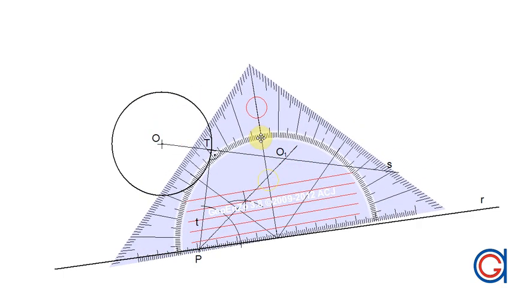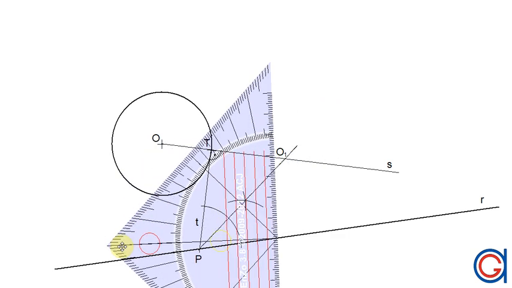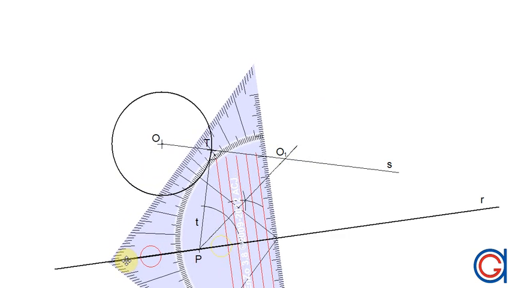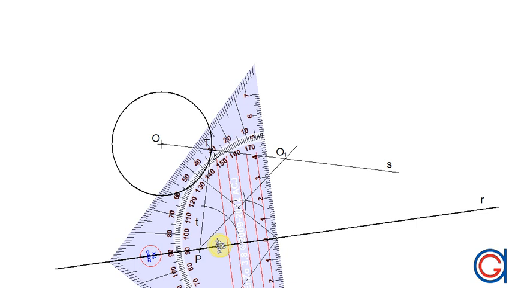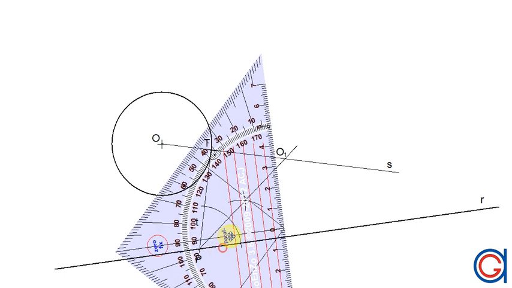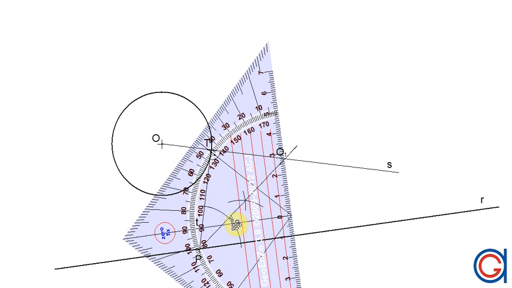So the next step is to obtain the tangent point on the line R. To do this, we just have to draw a perpendicular vertical line to R passing through origin O1 until it cuts the line R at the new tangent point T2, as can be seen here.